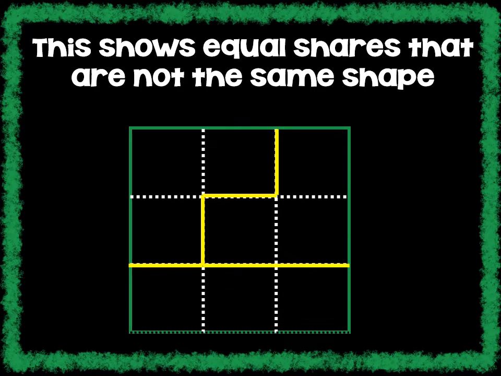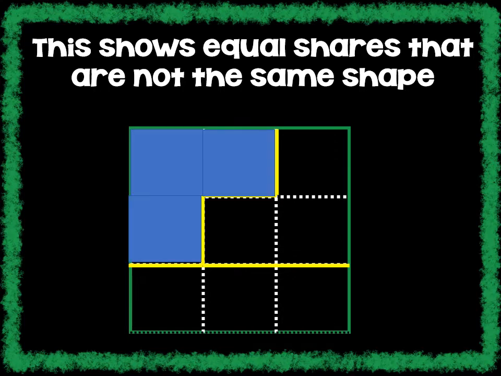So what about this? What if I divided my shape up like this? These shares are not the same shape. One of them looks like a rectangle, the bottom one. And then the other 2 sort of look like L's. But are they the same size? Well, let's take a look at our dashed lines. It looks like all 3 of the shares are made up of 3 squares each, right? So that means that even though they're not the same shape, they are the same size, so it does show equal shares.